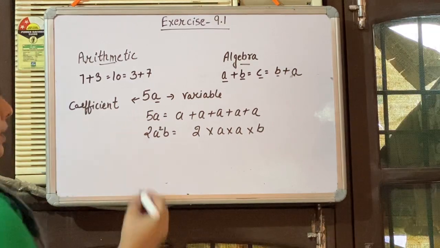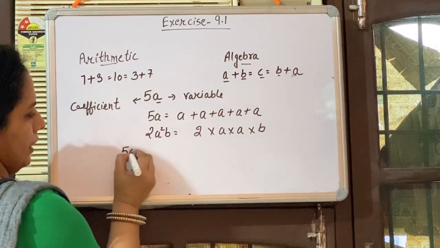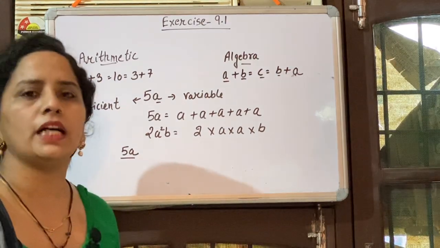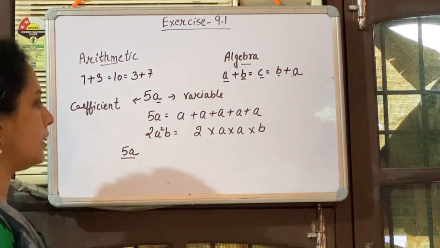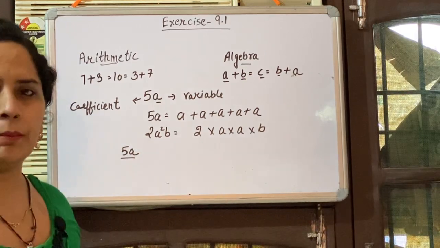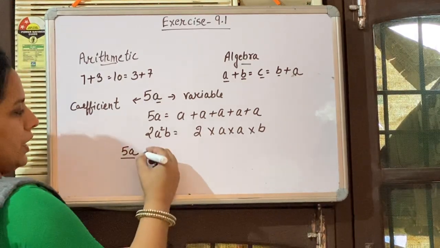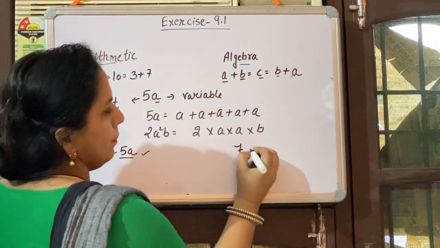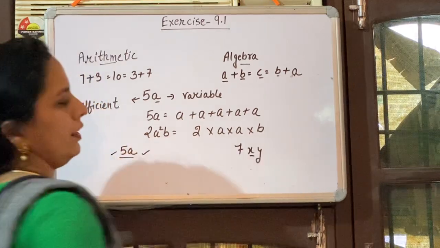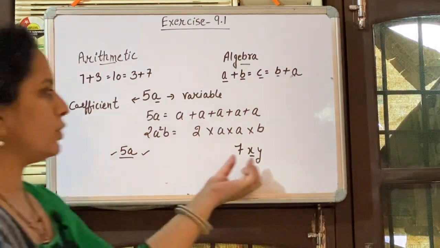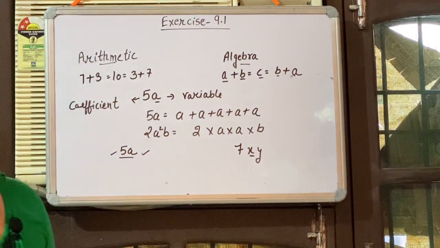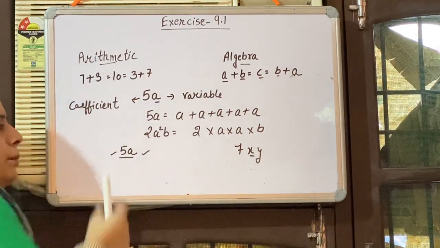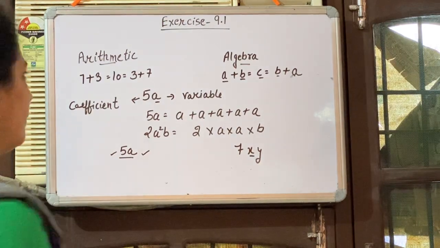Next is 5a. In algebra, this complete number is called a term. This is called a term which contain a variable and a coefficient. Here a is variable and 5 is a coefficient. If we take another number, here x and y, these are two variables and 7 is a coefficient of this number. So complete this number is called a term.